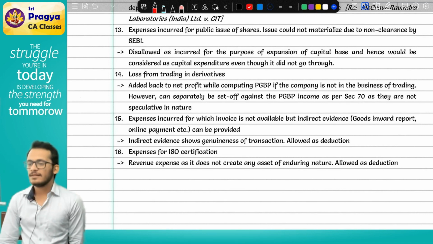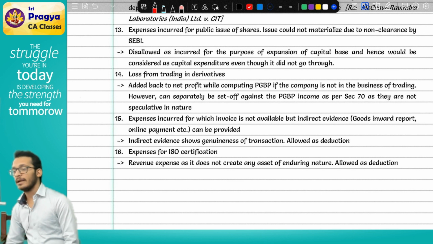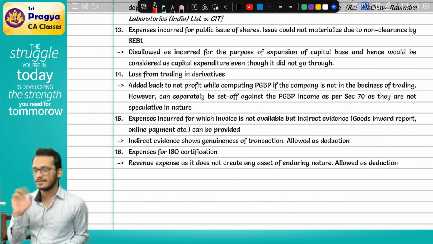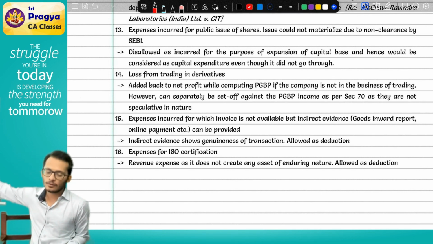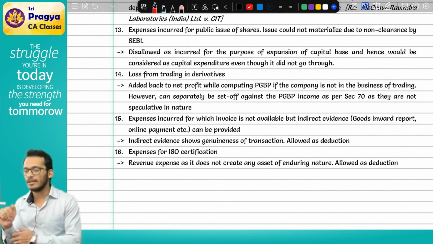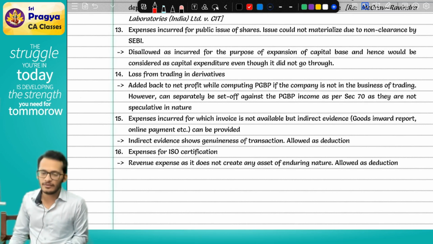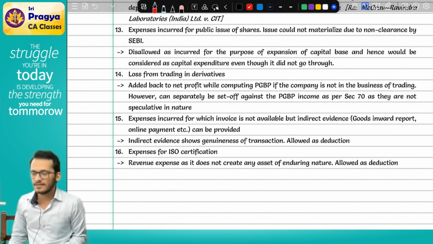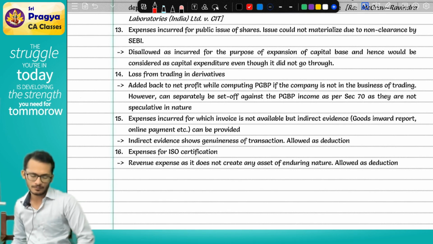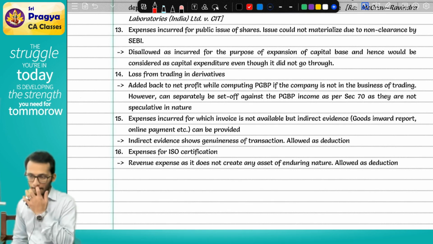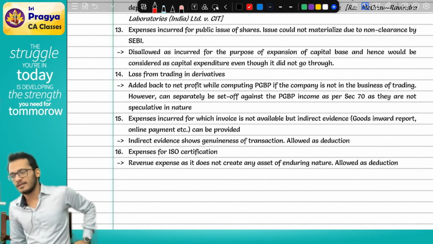This person came and said, no, sir, I don't have invoices, but I have some other evidence, like the goods inward report and the online payment. I can show you the proof that I made the payment, and that the goods came to my office. I just don't have the invoice right now because it got lost in a fire. Can you claim this as a reduction or not?